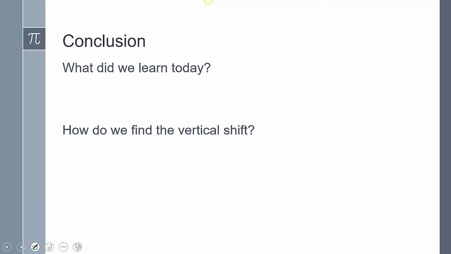So what did we learn today? We learned about the vertical shift on trig functions. And so how do we find it? It's whatever value we're adding or subtracting to our function. And just remember, if we think of it as the center line is normally at 0, and the center line is what gets shifted up or down with that vertical shift, then it's much easier to draw our graph around that center line. So this does conclude our lesson.